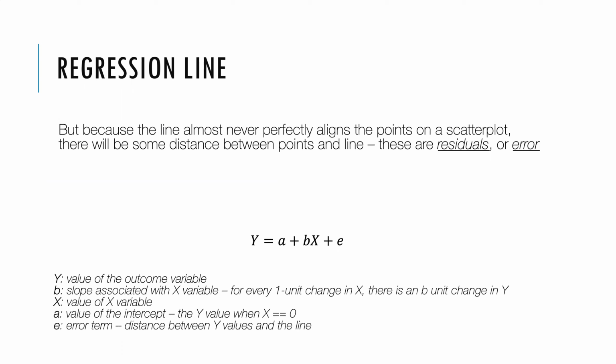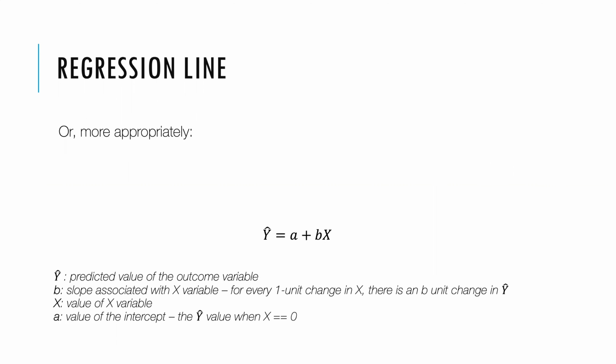So we rewrite the equation as Y equals A plus BX plus that residual, some error. The actual Y value for any given coordinate will be the slope of that line plus some error. Or we can just get rid of the error term altogether and say, we're not giving you actual values of Y, we're giving a predicted value of Y. So we move it back to Y equals A plus BX, but it's a Y hat. So Y hat is the predicted value of Y at any given X.